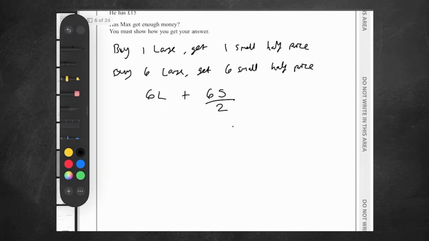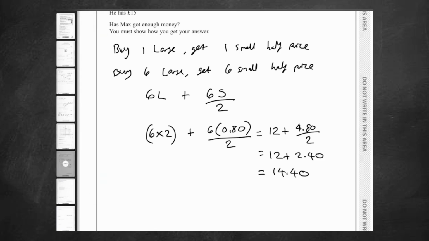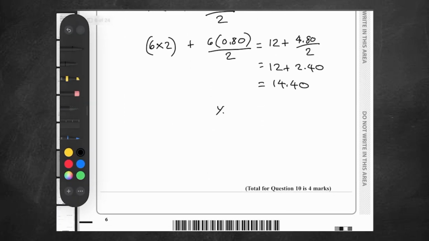So we'll say 6 times 2, as L was 2, and 6 times 0.8 over 2. That equals 12 plus £4.80 over 2, which is 12 plus £2.40, which is £14.40. The question was asking, does Max have enough money when he has £15? Yes, Max has enough money.